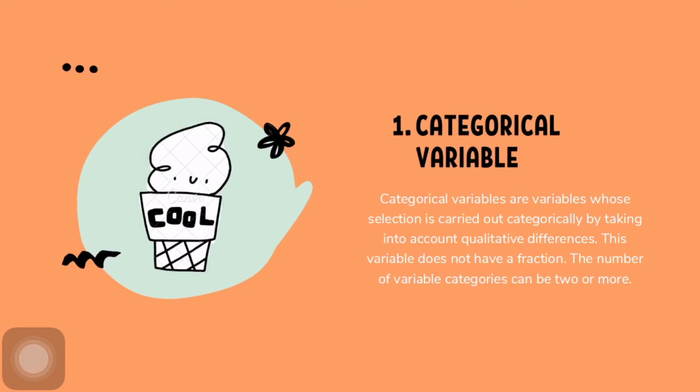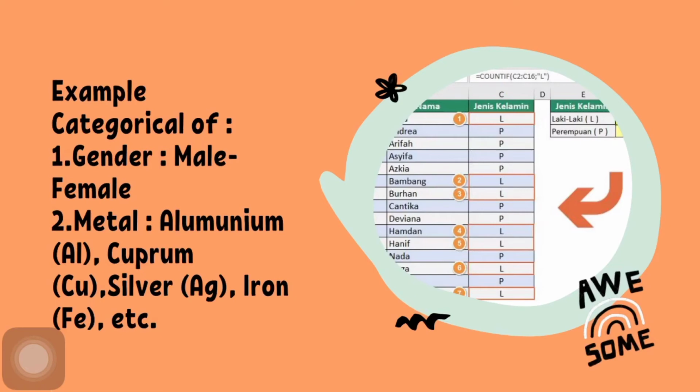So, the categorical variable is a variable in the form of the categorizing or group based on the types of the data. This variable also contains the number of the categories of data. For example, based on the table, the categorical of the gender are male and female. And the other example is a categorical of the metal chemical, such as aluminum, silver, sulfur, iron, and etc.